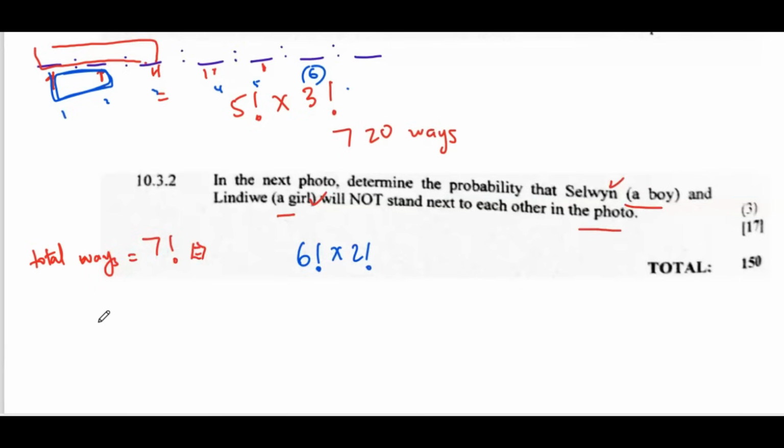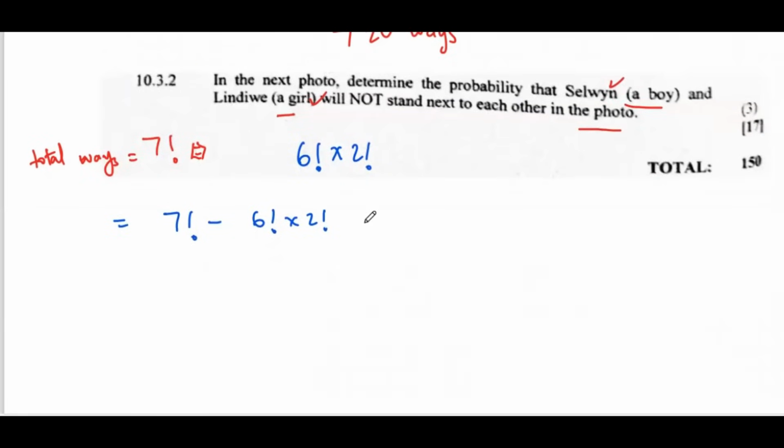Okay, so for them not to stand next to each other, it's going to be 7 factorial minus 6 factorial times 2 factorial. When I subtract that, let me say 7 factorial minus 6 factorial times 2 factorial. That's giving me 3.6 ways of them not standing next to each other.